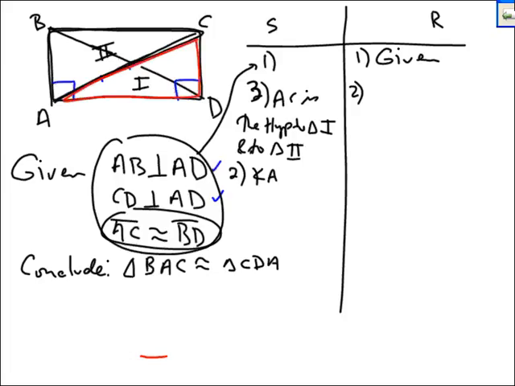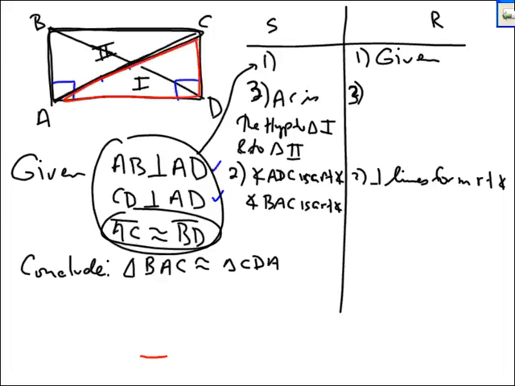angle ADC is a right angle, and angle BAC is a right angle. Perpendicular lines form right angles.